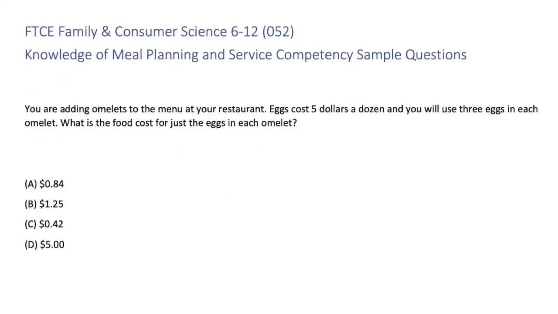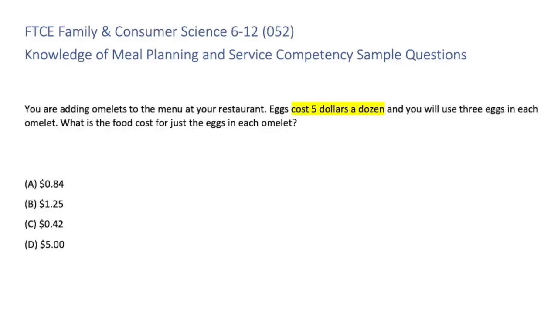You are adding omelets to the menu at your restaurant. Eggs cost $5 a dozen, and you'll use 3 eggs in each omelet. What is the food cost for just the eggs in each omelet? Would it be A, 84 cents, B, $1.25, C, 42 cents, or D, $5?